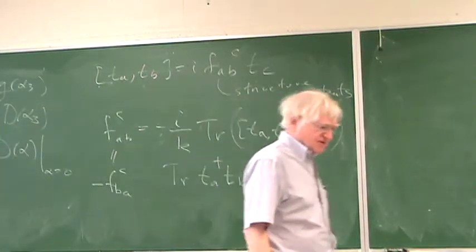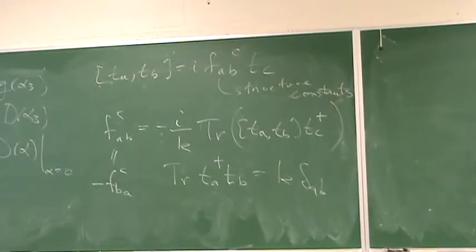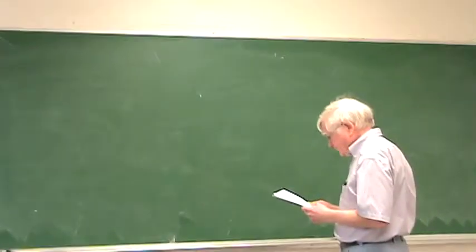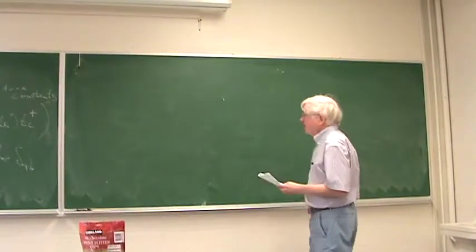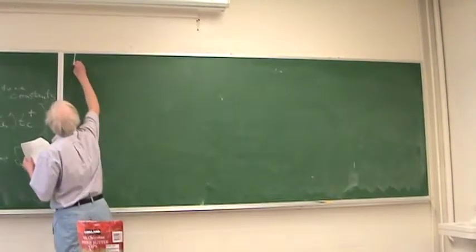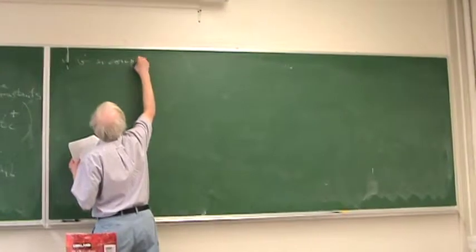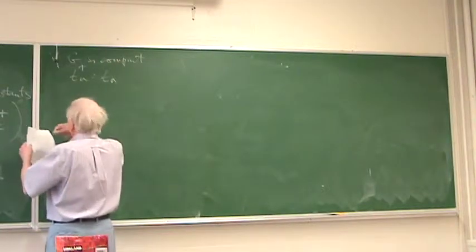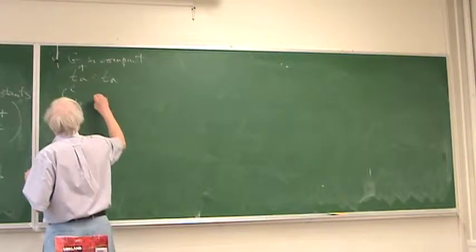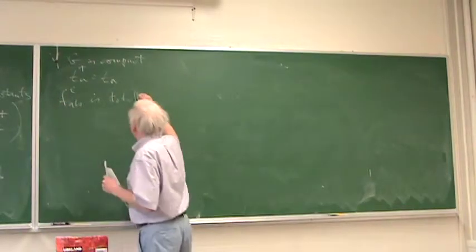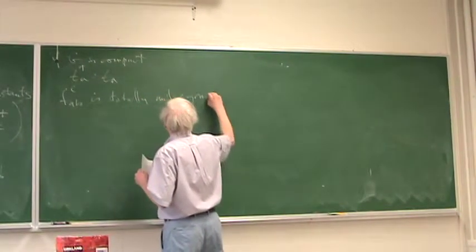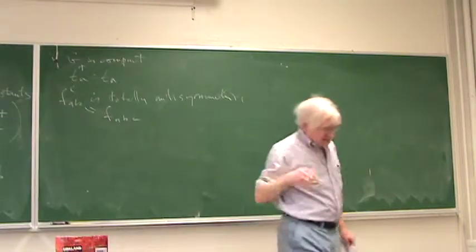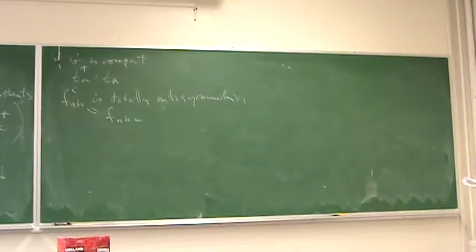We also showed, I think last time or the time before, that if the group is compact, then one can go further. Namely, if the group is compact, then the T A's are Hermitian. And then what one has is that f ABC is totally anti-symmetric. And you normally write it as f ABC like that. But that's only if the group is compact.